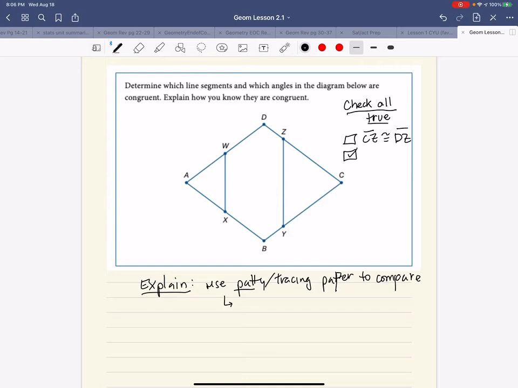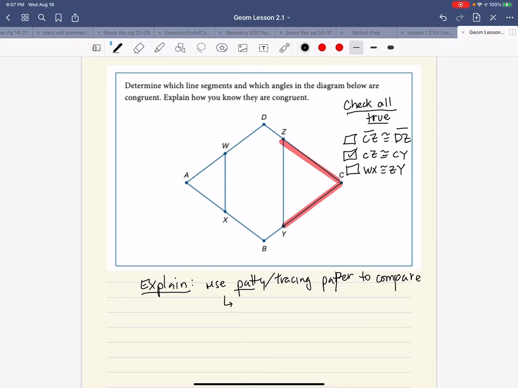One that would be true is it definitely looks like this one and this one are congruent. So I'm going to list CZ is congruent to CY. Okay? One that I wouldn't check is these two, right? One's long, one's short. So if there was a box on the quiz that listed that, I'm not going to check that box.